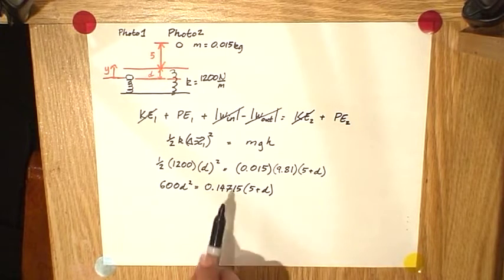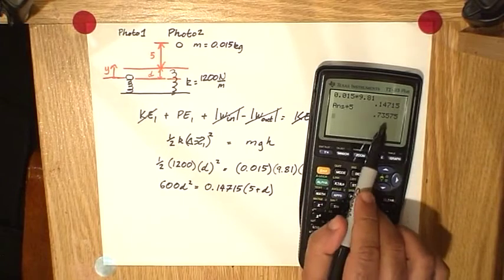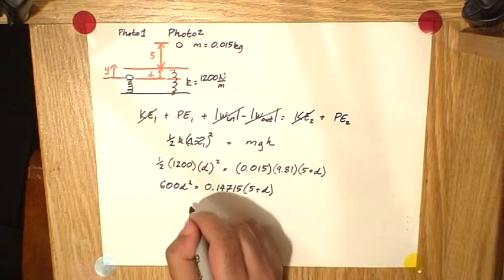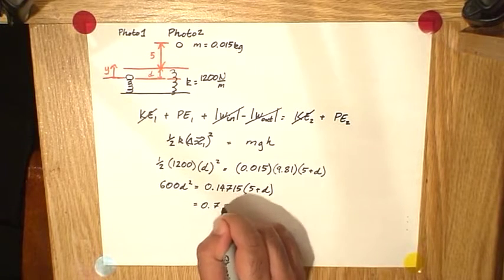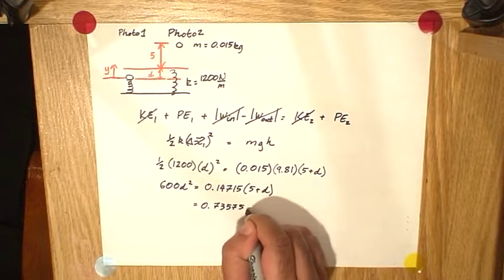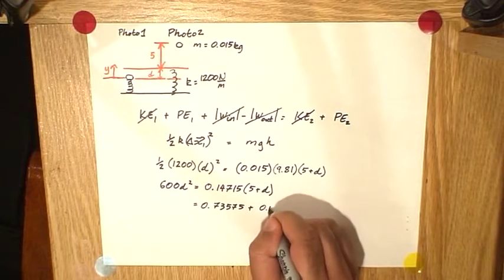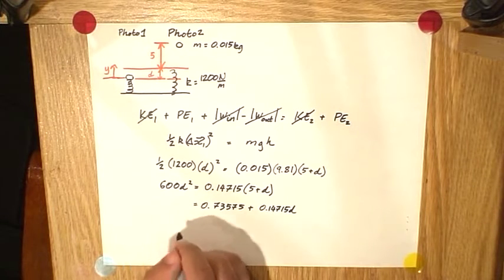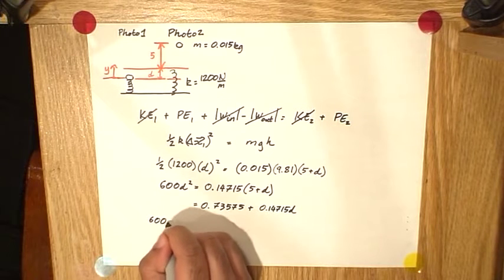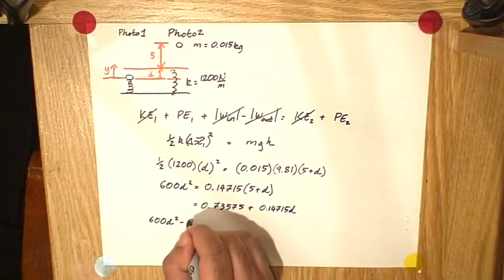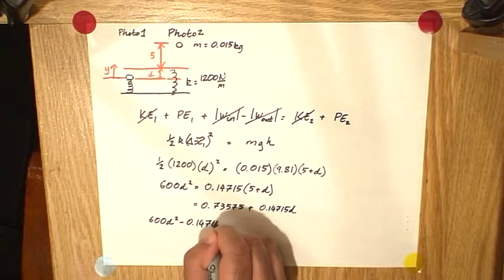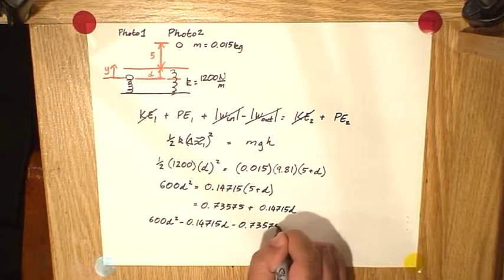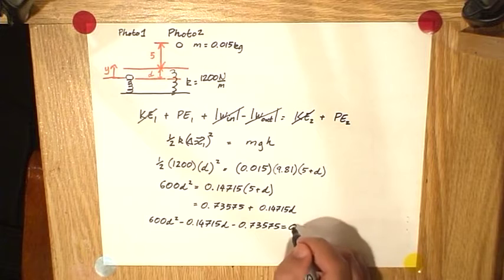So 0.14715 multiplied by 5 gives us 0.73575. So this right side now becomes 0.73575 plus 0.14715 d. Rewrite this a little bit, and we get 600 d squared minus 0.14715 d minus 0.73575 is all equal to 0.